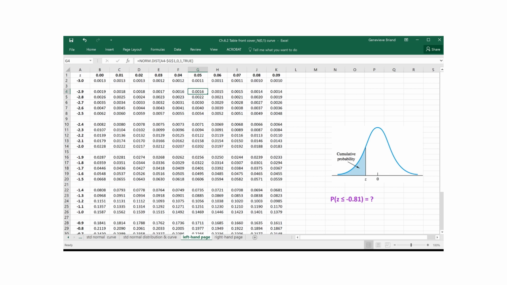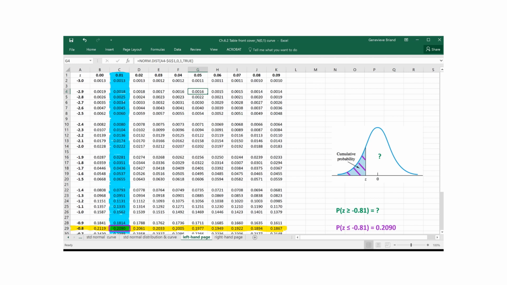If we want to determine the probability that z takes a value equal to or less than minus 0.81, we look up the table value located at the intersection of the row label minus 0.8 and the column label 0.01. So we get 0.2090, which means that the probability that z has a value less than or equal to minus 0.81 is 0.2090.